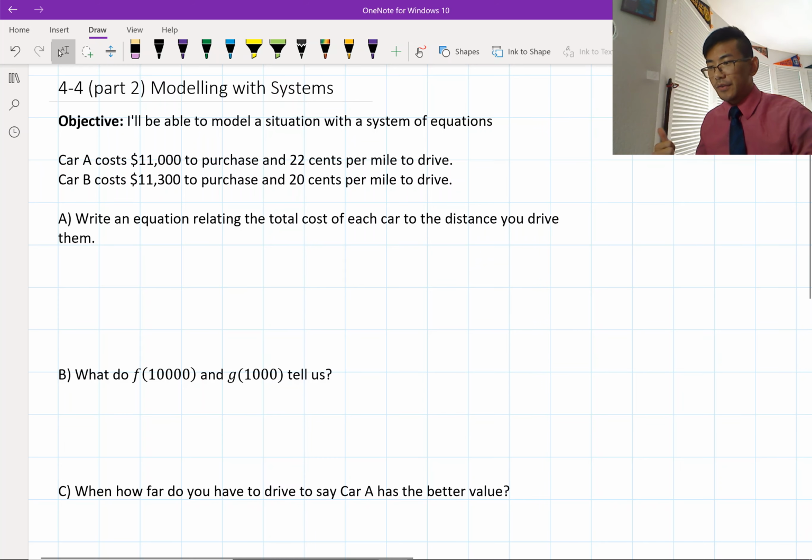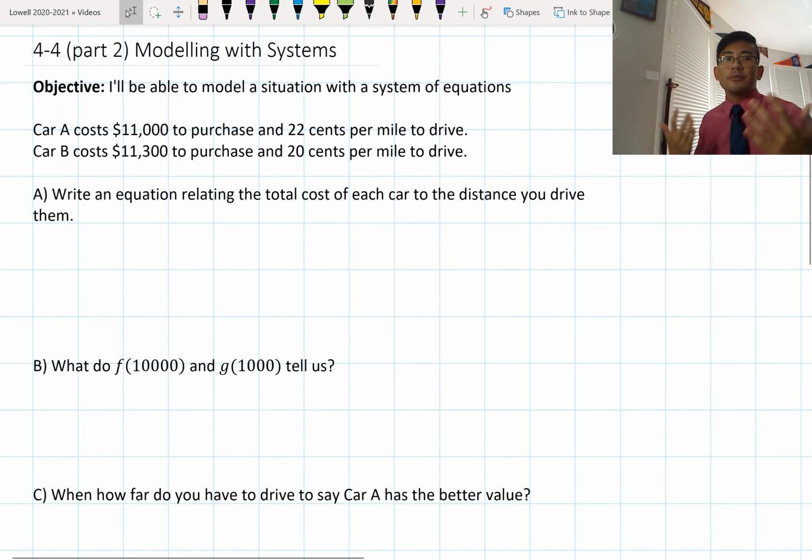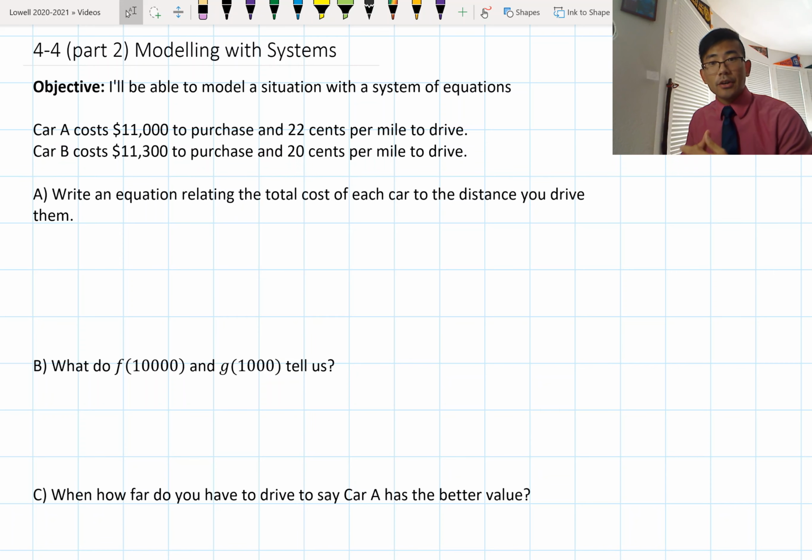Hello folks, in this video we're going to talk about how we can use a system to model a situation. So here's our situation today. We have two cars. One car is cheaper at $11,000 and costs 22 cents per mile to drive. That takes into account maintenance and gas and all that stuff. And car B is a little bit more expensive, costs $11,300, but is a little more fuel efficient, so it only costs 20 cents per mile.